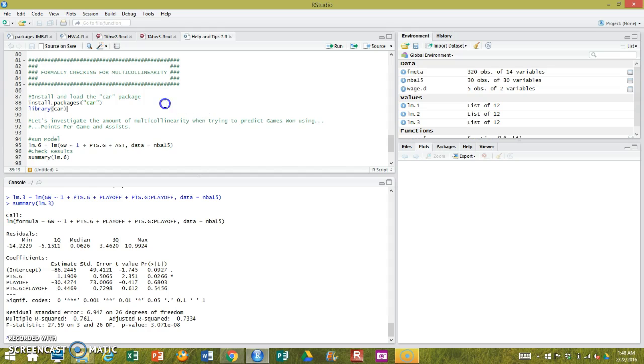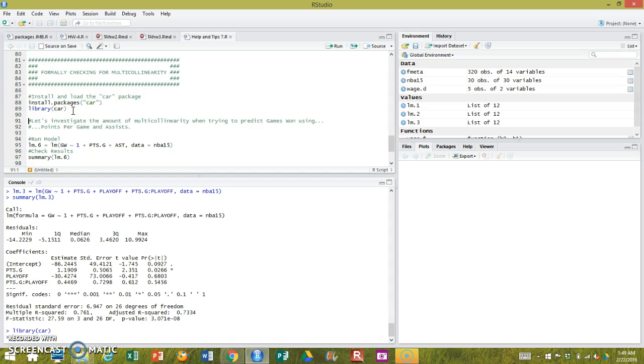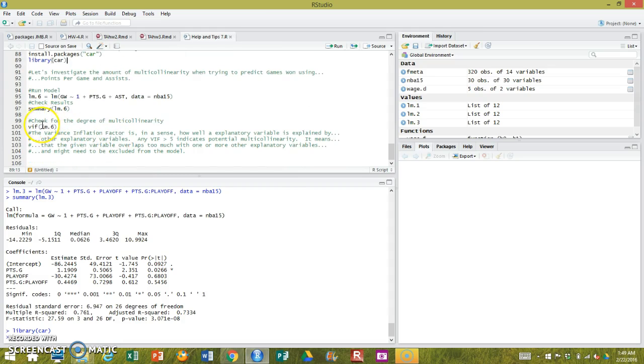So how can we check for multicollinearity? Well, it requires the car package. So install the car package, and then let's open the car package. I've already installed the car package, so I'm not going to do it here. Now, if we open the car package, that lets us use a command called VIF.